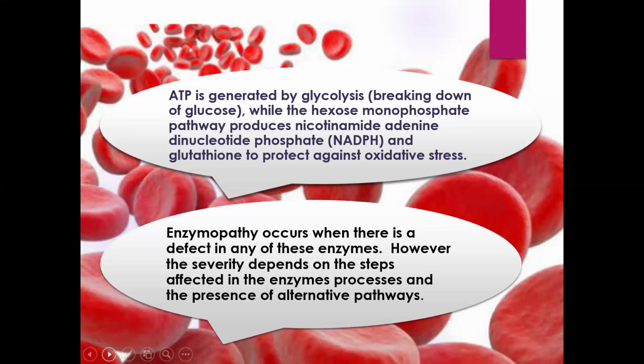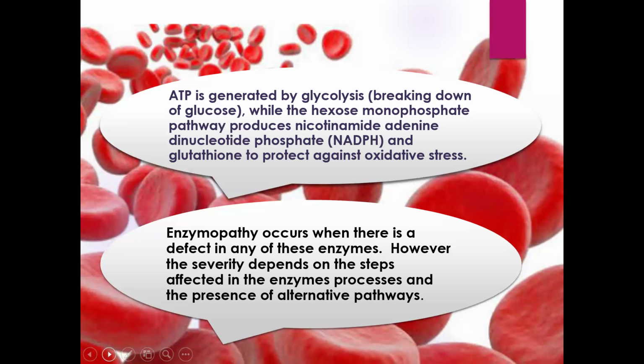So these two functions occur in the red blood cell: the production of ATP for energy and the production of NADPH and glutathione to protect this red blood cell against oxidative stress from oxygen-reacting species such as drugs and infections. Once all these functions are occurring, the red blood cell will be able to do its function. But for whatever reason, if the ATP production is affected, that's a problem.